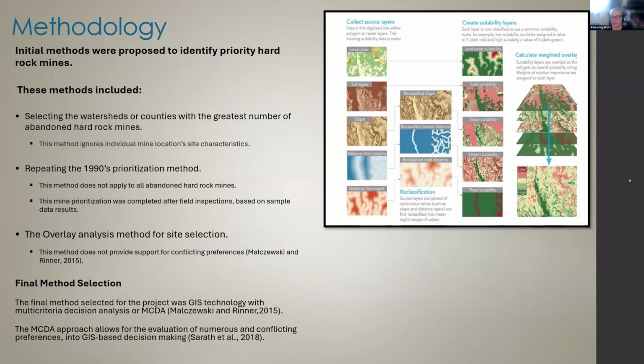The final method selected for the project was GIS technology with multi-criteria decision analysis, or MCDA. The MCDA approach allows for the evaluation of numerous and conflicting preferences into GIS-based decision-making.